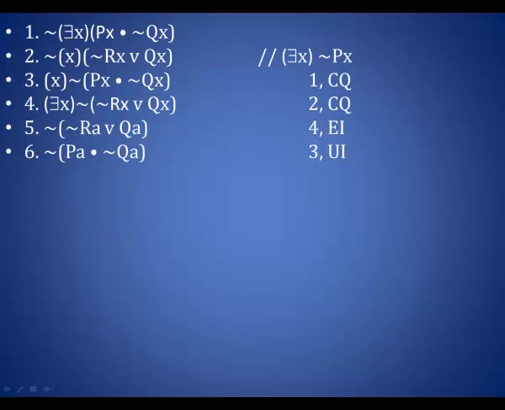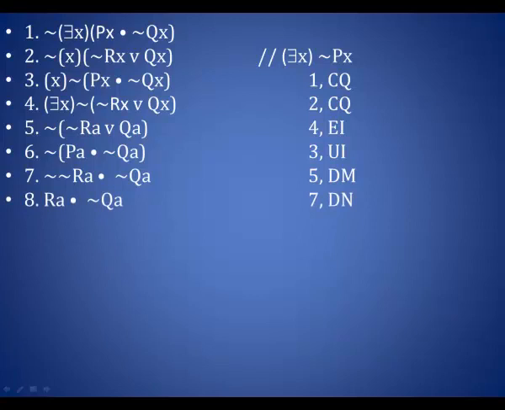Now that I've EI'd and UI'd, I can start using some of my other rules. So if we take a look at line 5, we should immediately recognize that we can use De Morgan's on it. So from De Morgan's on line 5, I can convert my disjunct on line 5 to a conjunct on line 7, which would give me not the case that A is R, and not the case that A is Q. Then I can double negate line 7 so that I got A is R and A is not Q.